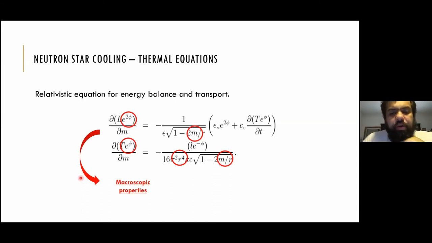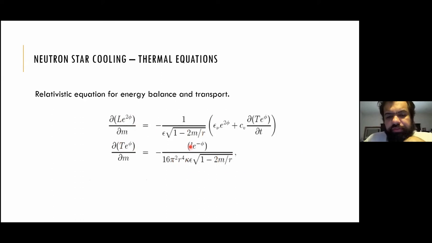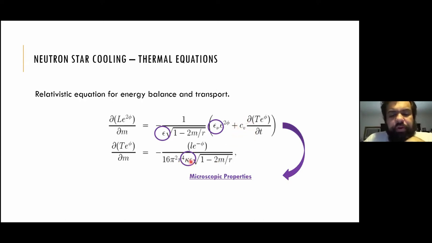So we have some macroscopic properties that come in here. Basically we have metric functions, radial coordinates, and the mass profile of the star. And we also have microscopic properties. Oh, this is wrong, right? This is the energy density, so it shouldn't be here. So basically this is the neutrino emission, and I forgot to highlight the specific heat here. And we have the thermal conductivity, which is fundamentally important for this study, okay? Of course, you can also add some heating source if you need. Traditionally, we don't, but some objects might have some source of heating.